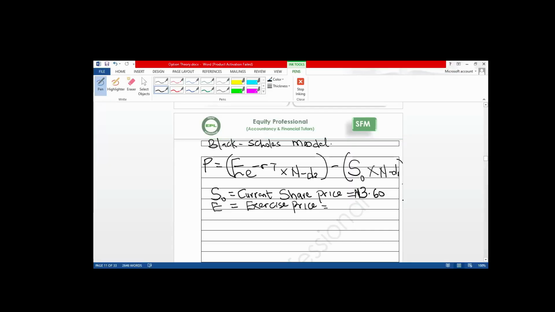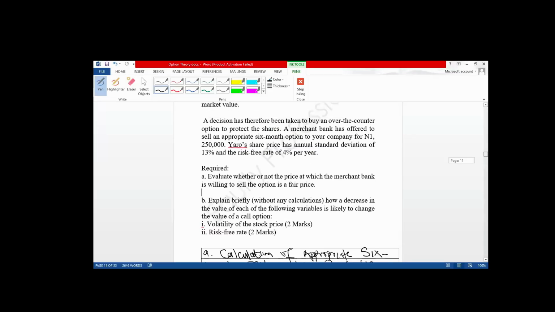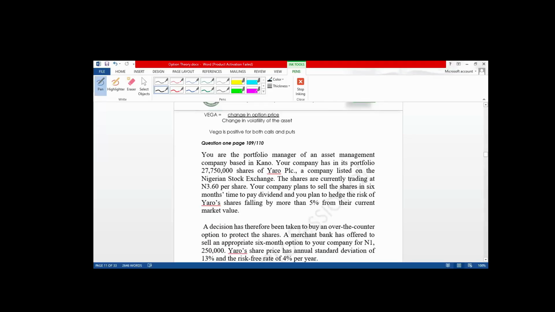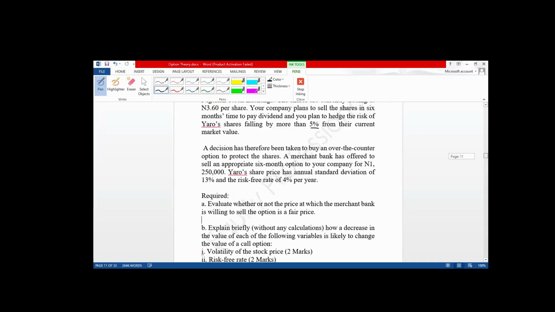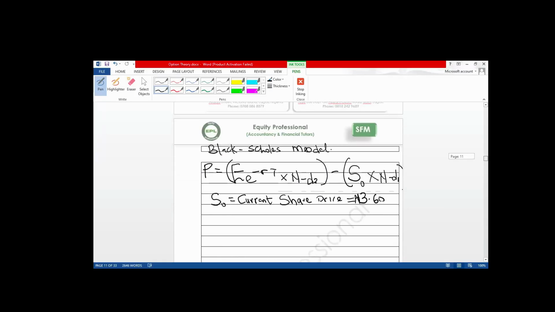The company is prepared. Look at it here. You plan to hedge the risk of Yaro shares falling by more than 5%. That is, you can accept a 5% fall, but it must not exceed 5%. You can tolerate a 5% reduction in share price. So compute 5% of 3 naira 60 kobo and deduct it.